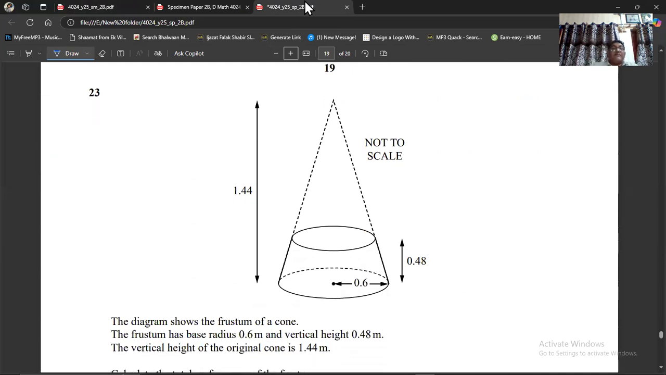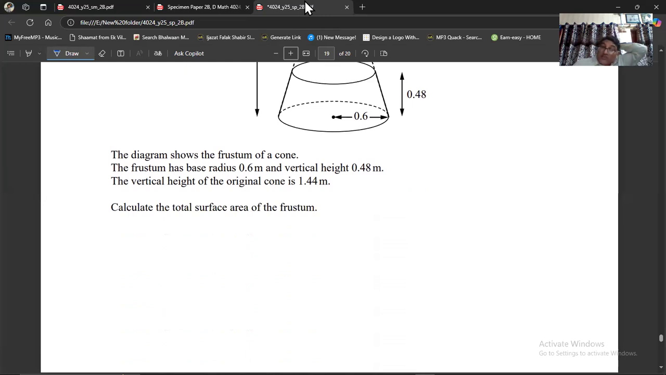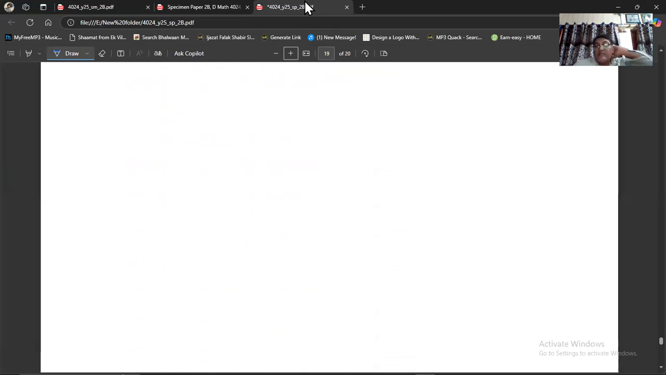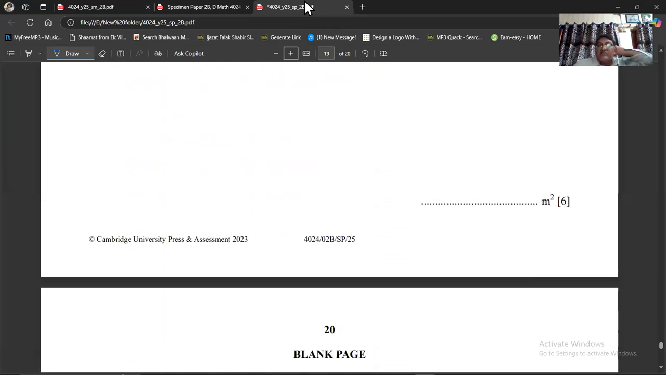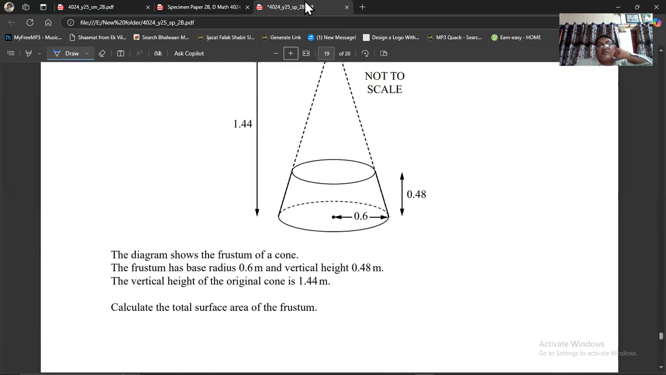He says the diagram shows the frustum of a cone. A frustum has a base radius of 0.6 meter and a vertical height of 0.48 meter. The vertical height of the original cone is 1.44 meter. Their question is, calculate the total surface area of the frustum, and it's a 6 marks question. Okay, try to understand this.